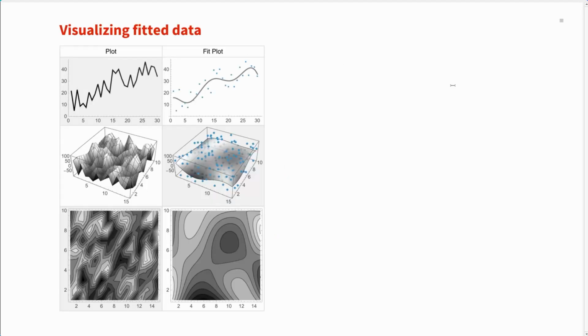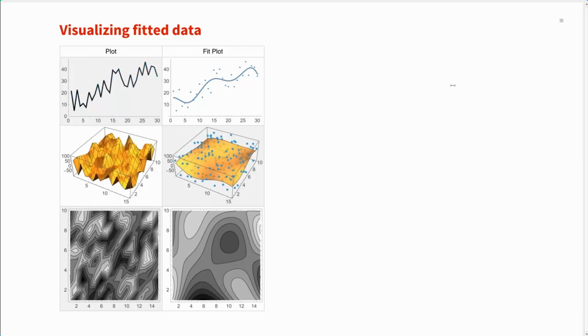Okay, with that, let me get started. Here's a grid of plots that shows the difference between the standard version on the left and the fitted version on the right. If we look at the first row, we have a ListLinePlot of some data on the left, which by default joins the data points. And on the right is a ListFitPlot that shows the fit curve along with the data points.